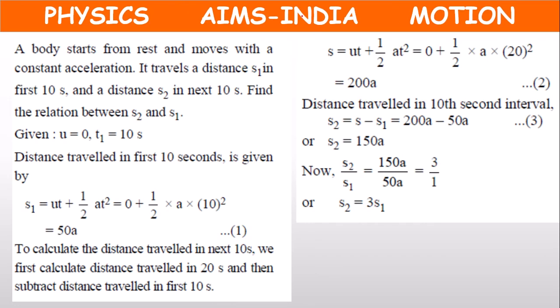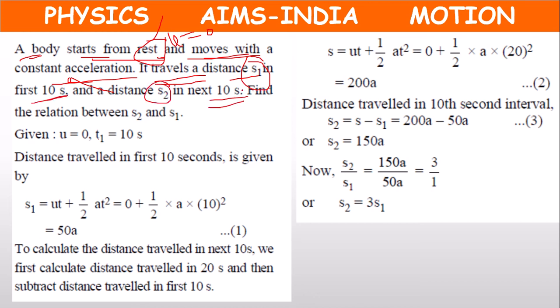Next one, another example. A body starts from rest, means initial velocity is 0, u value is 0 because the body is starting from rest, and moves with a constant acceleration. Let it be a. It travels a distance S1 in the first 10 seconds, S2 in the next 10 seconds. Find the relation between S2 and S1.